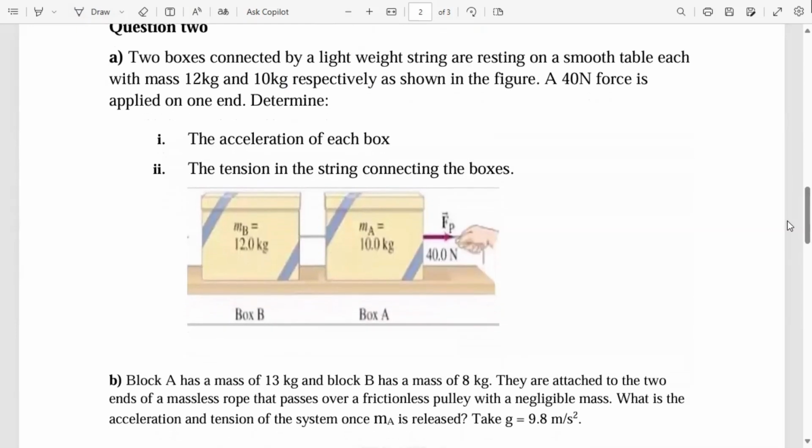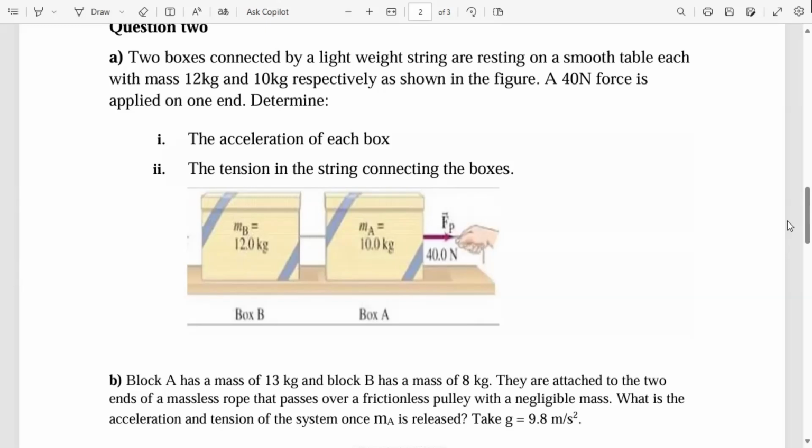And question 2, part A is saying two boxes connected by a lightweight string are resting on a smooth table, each with a mass of 12 kilograms and 10 kilograms respectively, as shown in the figure. A 40 newton force is applied on one end. Determine 1, the acceleration of each box, and 2, the tension in the string connecting the boxes.